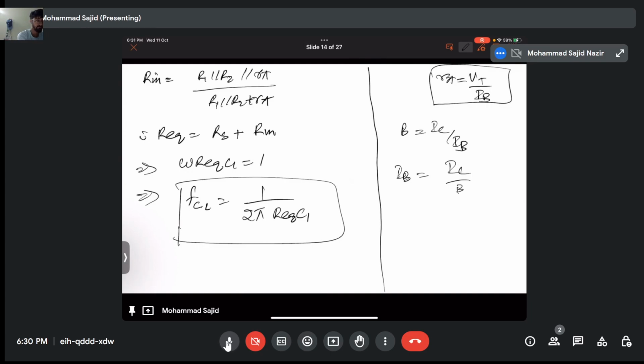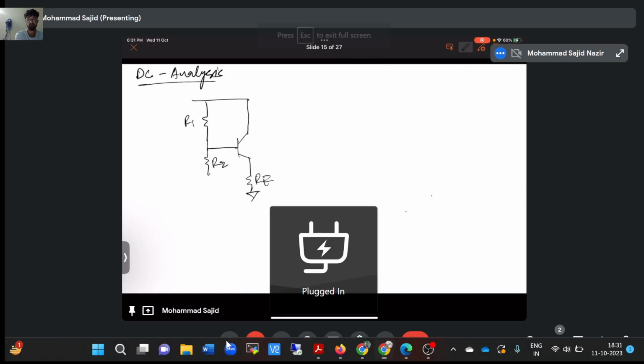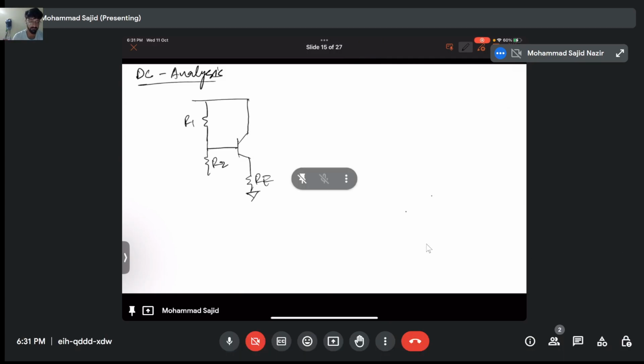So we had to do a DC analysis, right? Okay, so let's do the DC analysis. Let me just draw the circuit. So this is R1, R2. Just remember that for DC, capacitors are open circuits. RC here, and this is VCC equivalent to 12 volts.